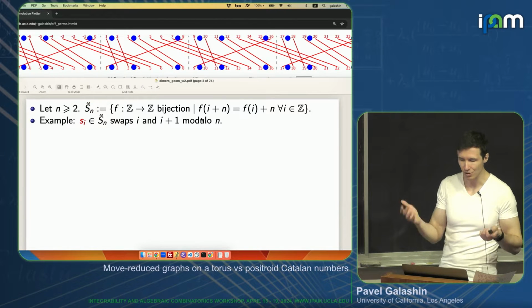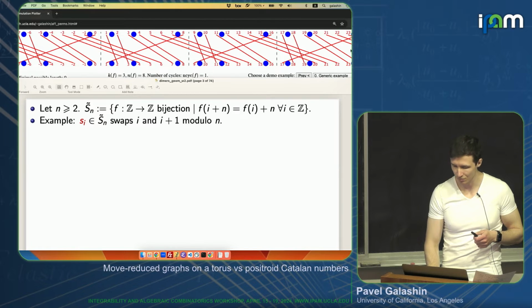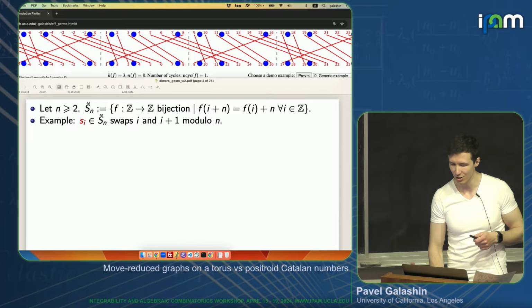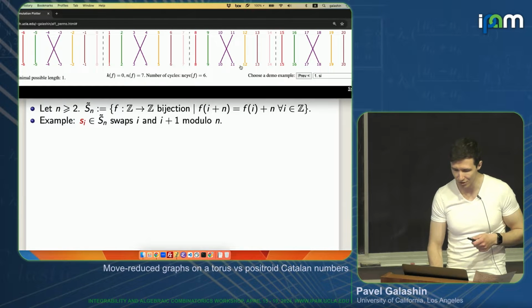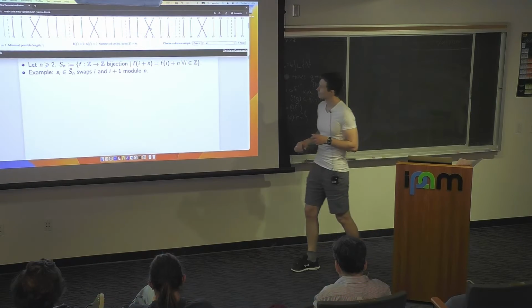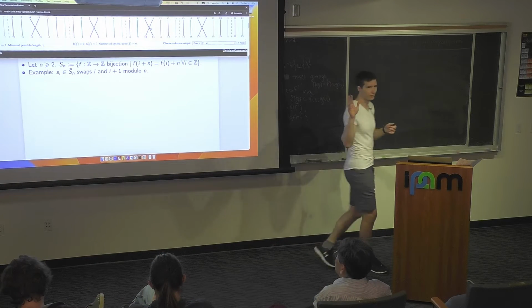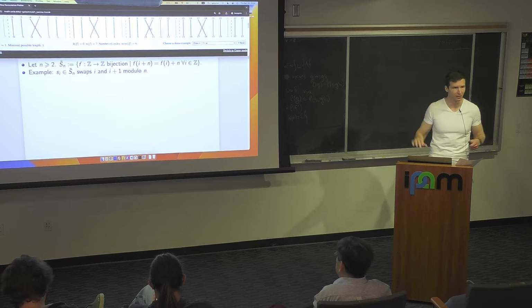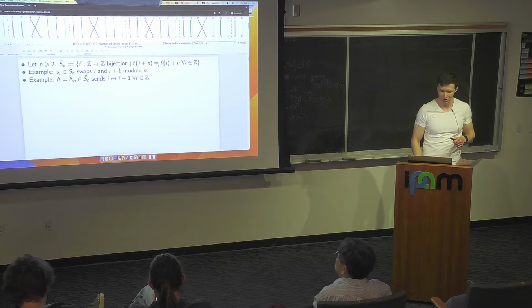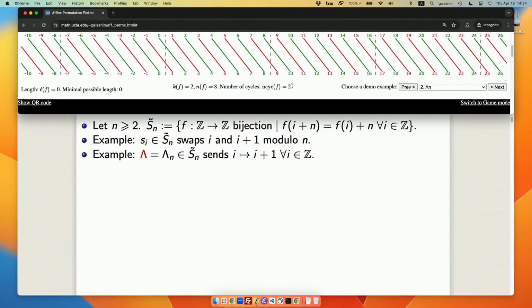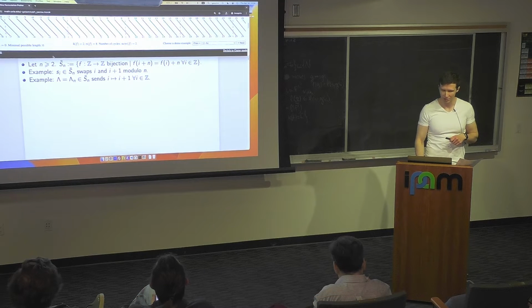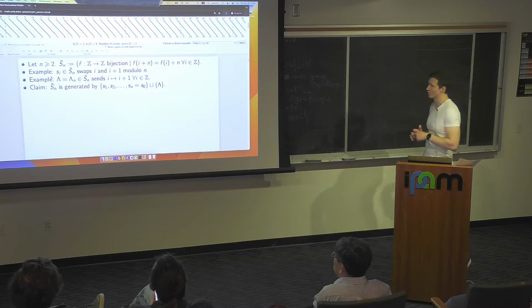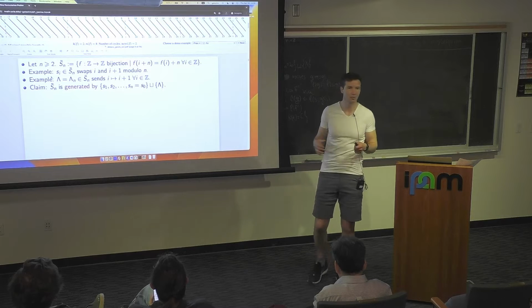You can consider two interesting sets of examples of affine permutations. This is a big one. Here's a very small one, just a simple transposition. You swap 3 and 4, and then you do this for 3 plus n, 4 plus n, etc., periodically. Another example is this affine permutation called lambda. This picture is lambda squared, but lambda just sends i to i plus 1. That's also an example of an affine permutation. And the claim is that these two types of permutations generate the entire group of affine permutations.